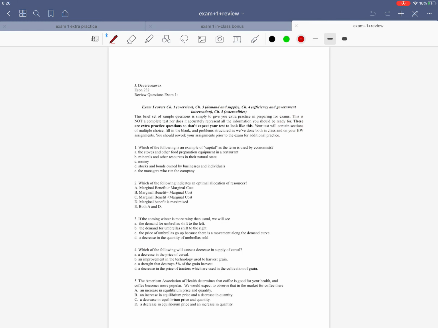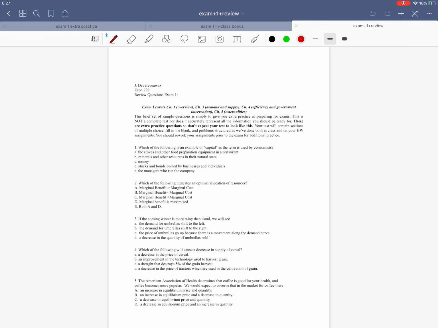All right, and then let's go through a couple of these questions from the review packet that I posted. Which of the following is an example of capital as a term used by economists? As we talked about the factors of production, we have those categories: land, labor, and capital. Land is going to be anything that's naturally occurring that could be used in the production process. Labor is anything that men or women contribute to the production process. And then your capital is going to be anything that's used repeatedly in the production process.